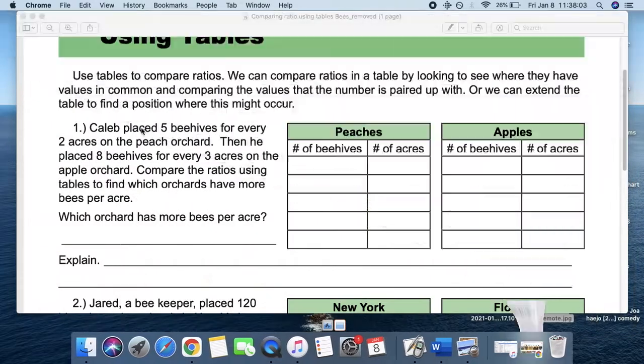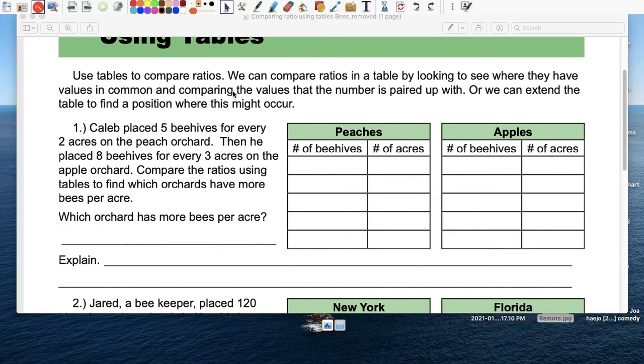Okay, so el señor Caleb tiene tierra, no? Tiene una hacienda, a farm or whatever, and he can put 5 beehives. Puede poner 5 de esos in every 2 acres of land. So imagine la tierra de él, la hacienda de él. Okay, it's over here. So he can put 1, 2, 3, 4, 5 para que no estén muy juntos. Right? So en cada pedazo de tierra, in every 2 acres, que es el tamaño de tierra de él, he puts 5.